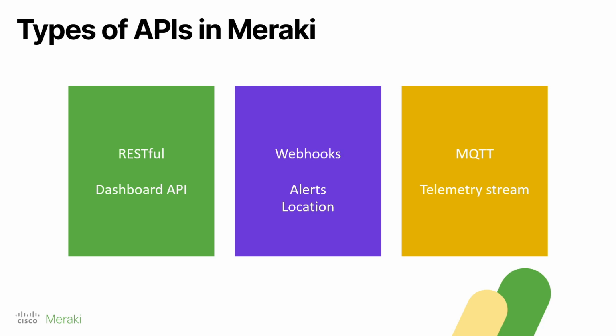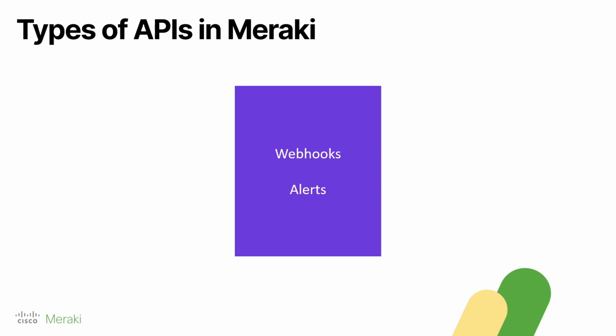Finally, we have the MQTT APIs, which can provide real-time telemetry streams from a cloud-managed device to your application. Cameras, sensors, and Wi-Fi access points can leverage these types of APIs to provide data about their surroundings in real time. The Webhook Alerts API is the one that we are using today.